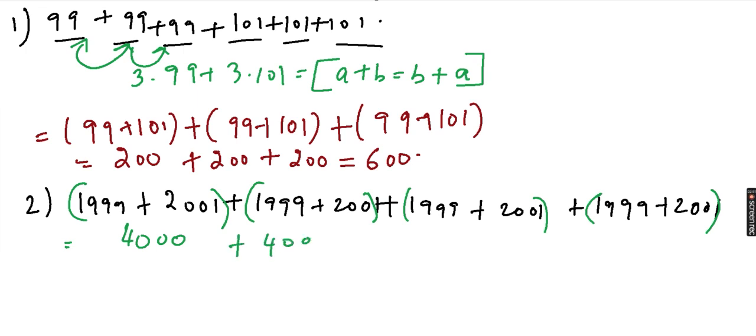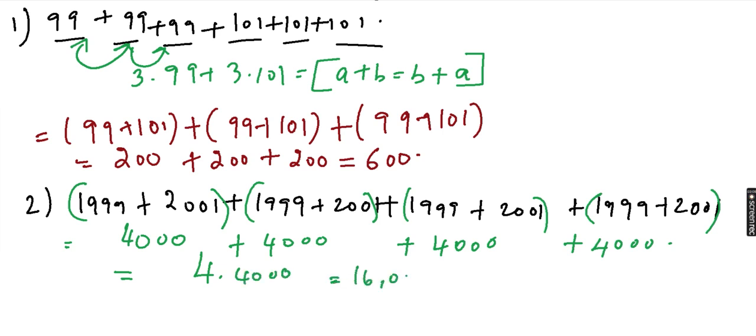So here it's again another 4000, 4000 again, 4000. So what's going to be the answer? So you have 4 different 4000s. So it is 4 into 4000. So the answer is going to be 16,000 here, right? So this is how we need to approach the problems. Try to group the values and simplify it. Okay.